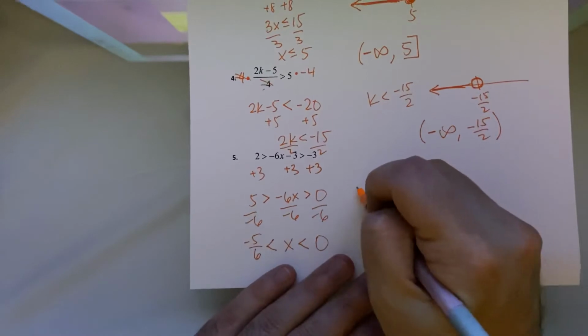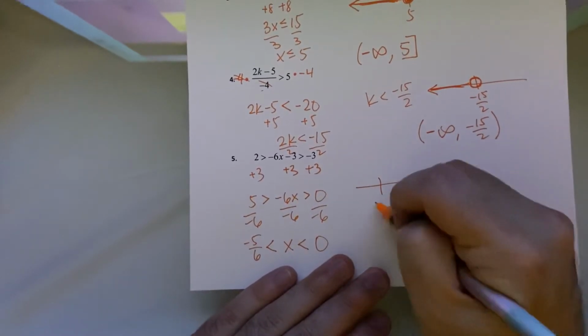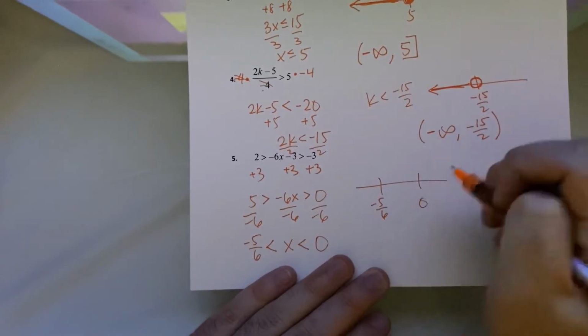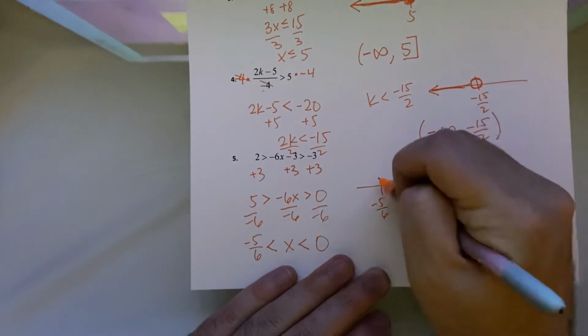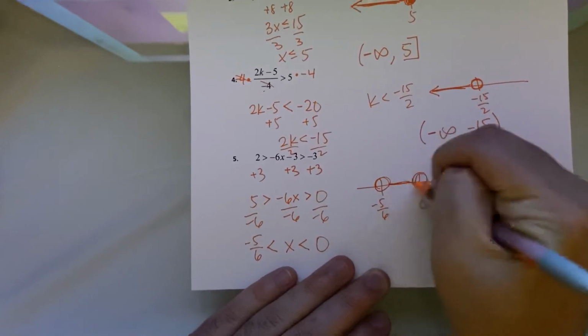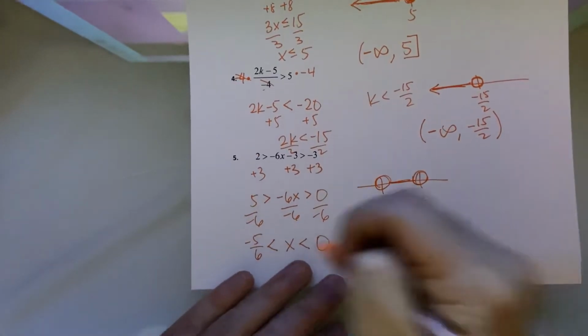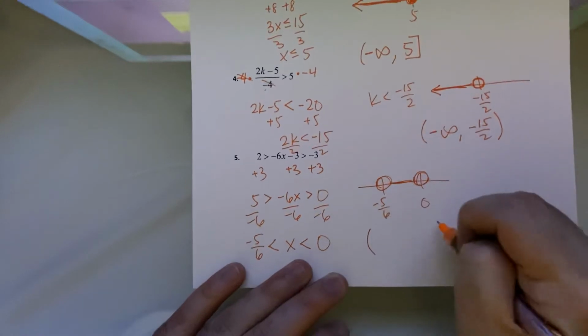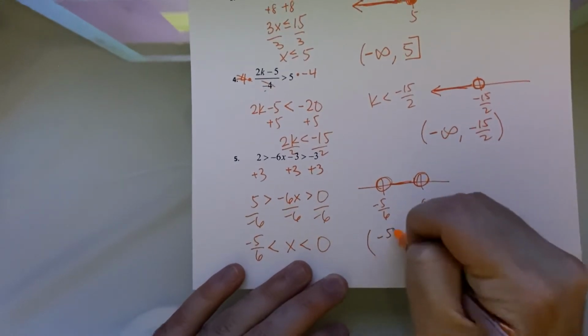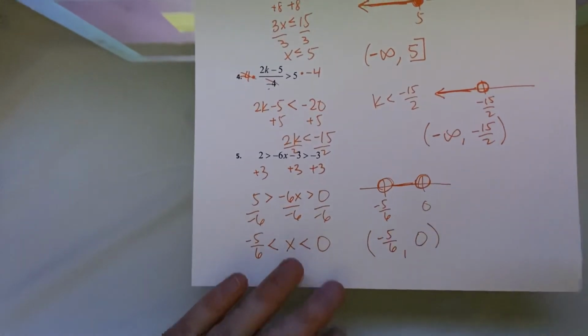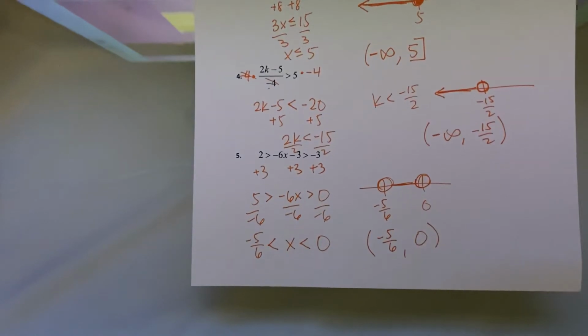So on a graph, we've got negative 5/6 and 0. Both open circles, and the line connecting them in the middle. And lastly, for interval, it's easy when it's sandwiched between two values because those are our two outside numbers. It's negative 5/6 and 0, and they both get parentheses because they're both open circles. Okay, so let's look at some word problems that go with this.